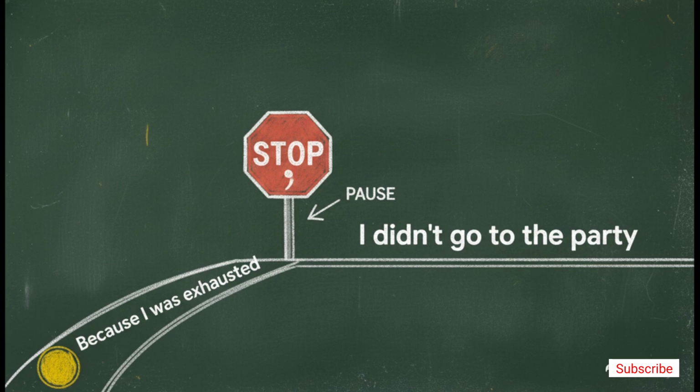Here we go, a perfect illustration of that exact rule. The dependent clause, because I was exhausted, starts the sentence. So to separate it from the main clause, I didn't go to the party, we pop that comma right in after exhausted. It just creates a nice, clear, easy-to-read sentence.